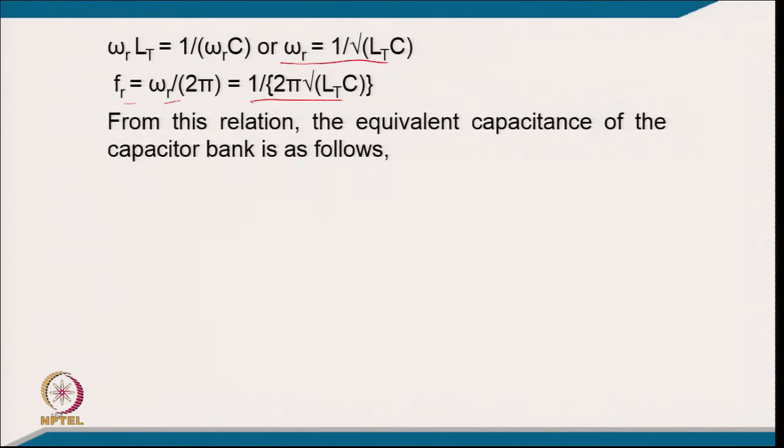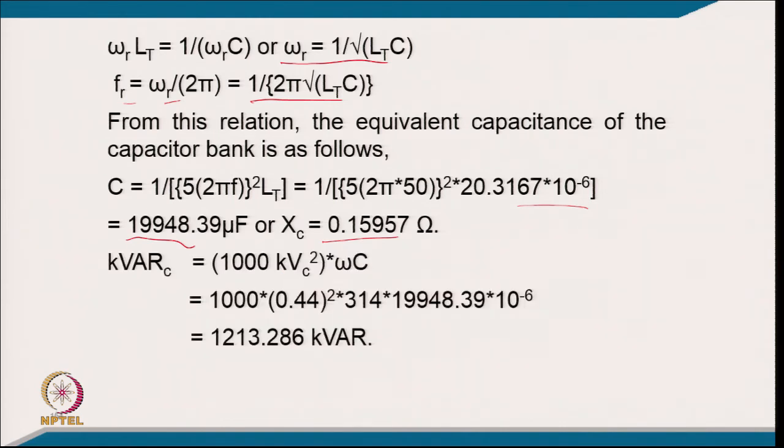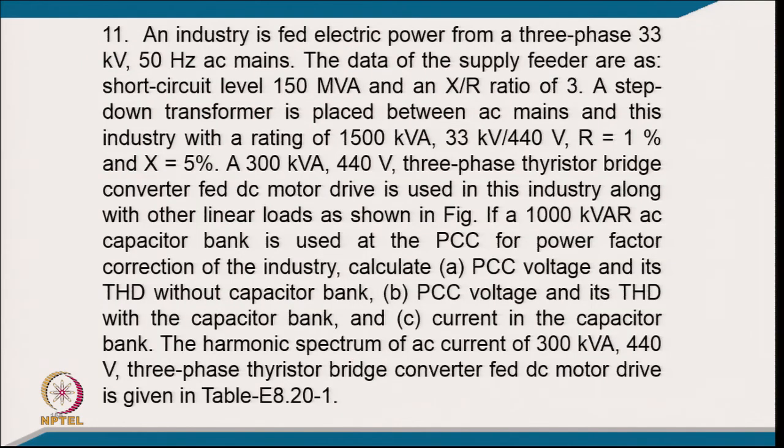From this relation the equivalent capacitance of the capacitor bank is as follows. Putting the values in this, it comes 19,948.39 microfarad, and Xc of it is 0.15957 ohm, and the kVAr rating of this will be, from putting the value of this capacitor and voltage here, 1213.286 kVAr. So if that much kVAr capacitor is kept, certainly you will have a resonance problem.